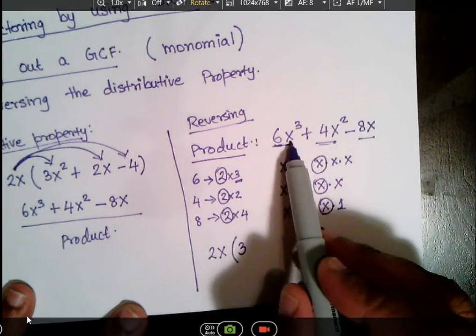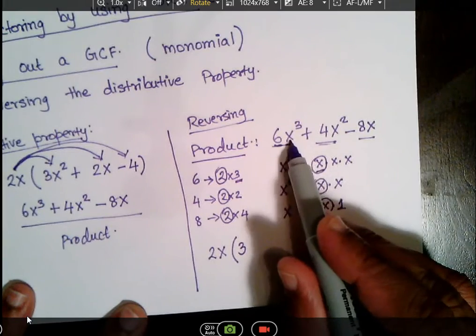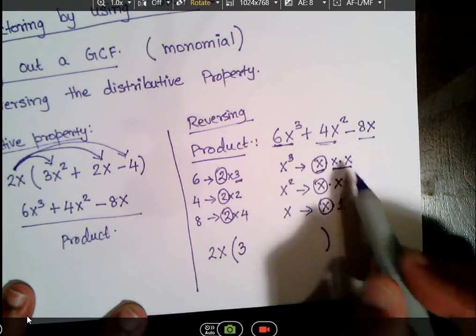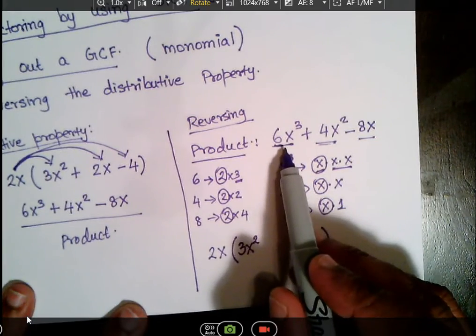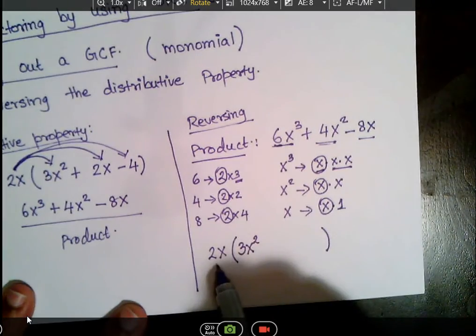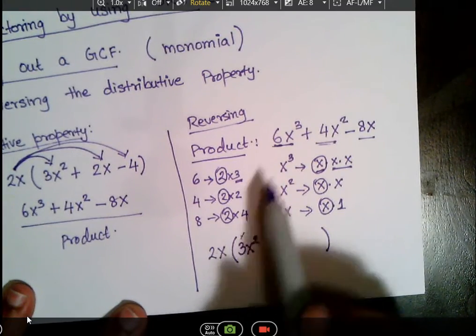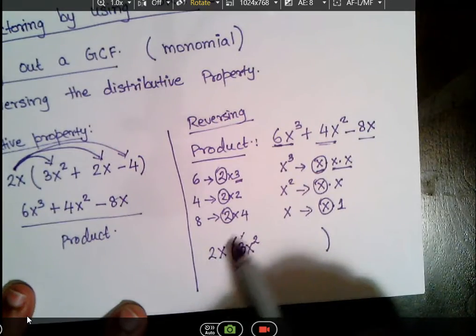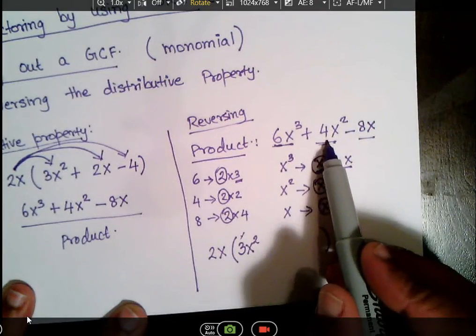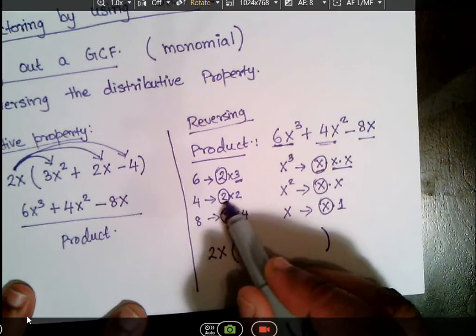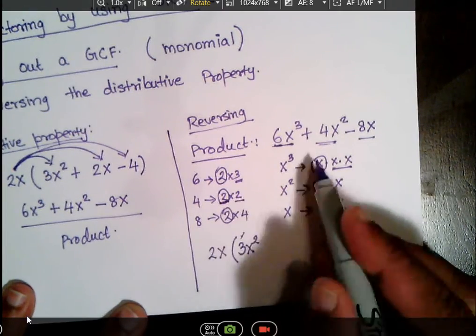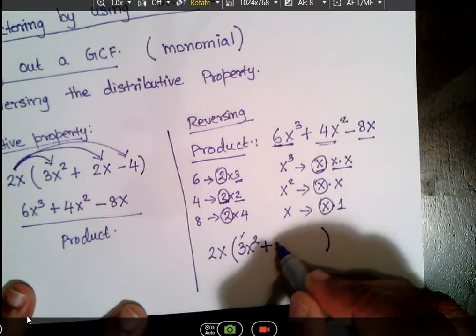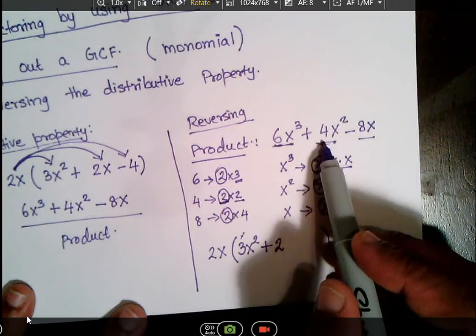And when I pulled out the common factor of x from the x cubed, I'm left with an x squared. So 3x squared is what is left of my first term after I pulled out the 2x, which is the greatest common factor. If I multiply it back, will I get 6x cubed? Of course. Now for my second term, I pulled out a greatest common factor of 2, and what is left of that is a 2. So it's a positive 2 that is left of the other number.